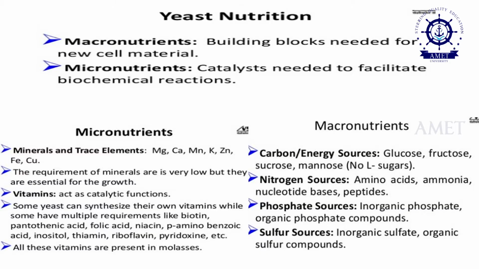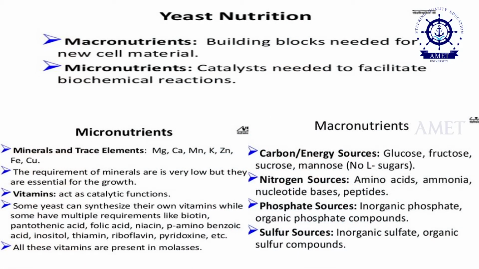The next slide is on nutrition. What does the yeast eat to survive? Naturally, there are two types of nutrition required in the yeast. One is macronutrients and another is micronutrients. Macronutrients are building blocks needed for the development of new cell material. Micronutrients usually facilitate the biochemical reactions. So these are micro and macronutrients.